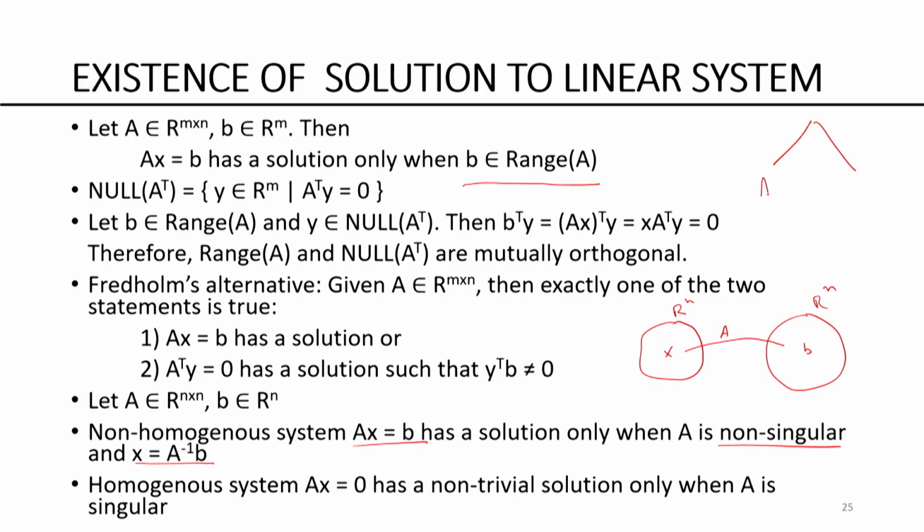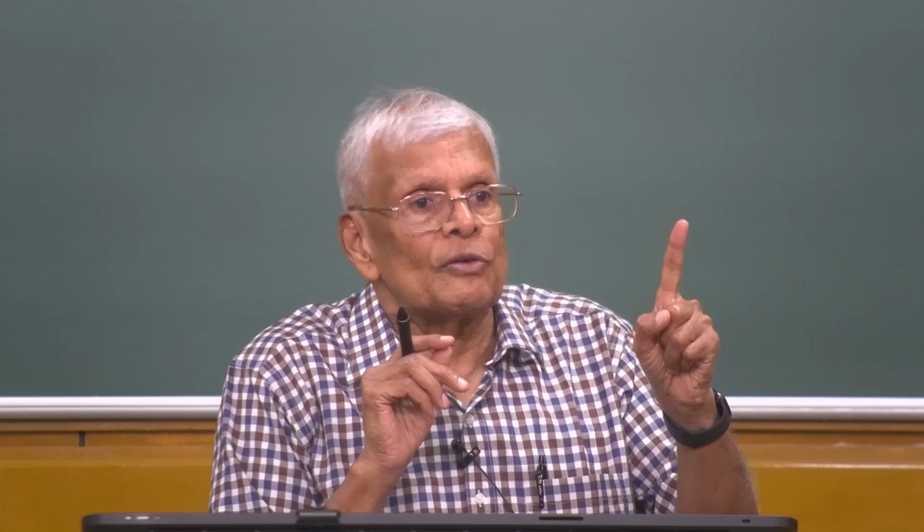One is Ax is equal to b, another is Ax is equal to 0. This is called the non-homogeneous equation. This is called the homogeneous equation. So a non-homogeneous linear system has a unique solution if and only if A is full rank.